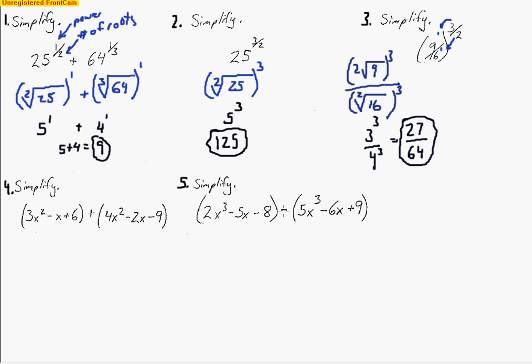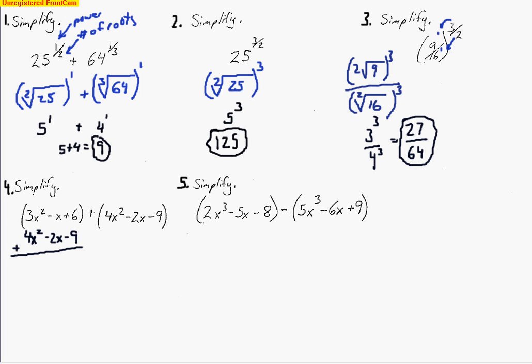When it's adding, there's nothing to do except to line up the terms. I like to use that column method. So I'm going to take the 4x squared, put it underneath the term I'm going to combine it with. Take the negative 2x, put it underneath the term I'm going to combine it with. Take the negative 9, put it underneath the constant, and then add the numbers together.